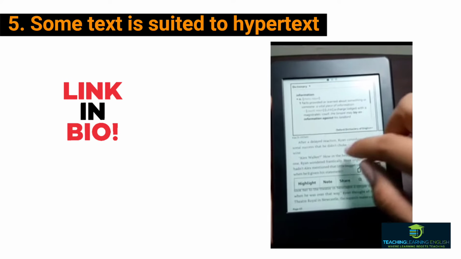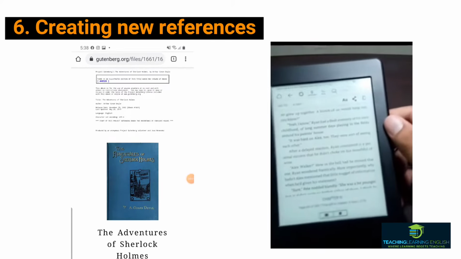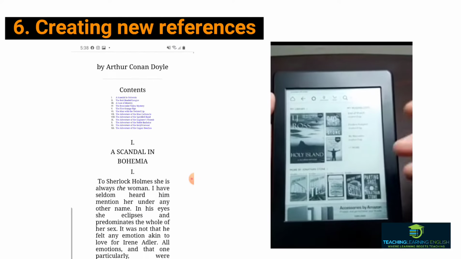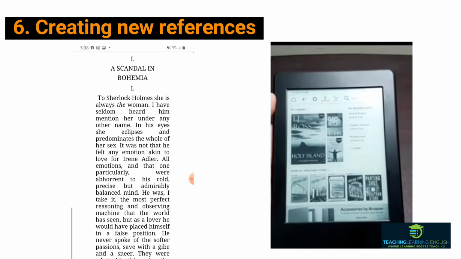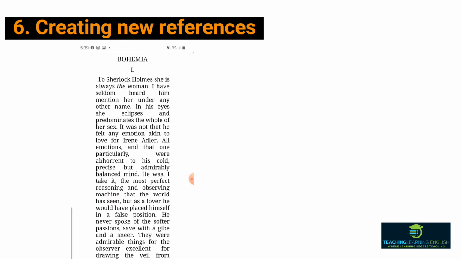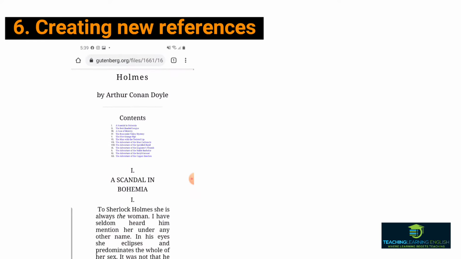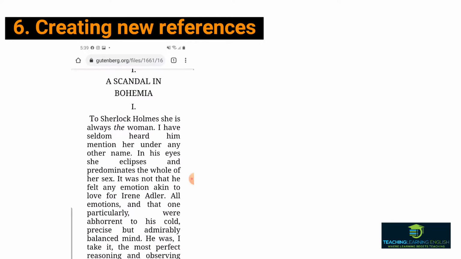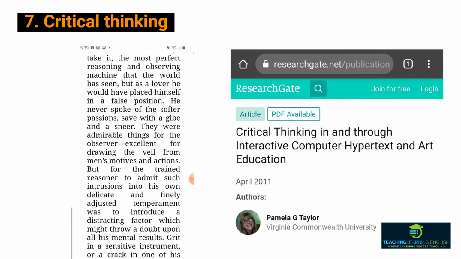The sixth one is creating new references. In many hypertext environments, learners can contribute their own work to be published in cyberspace and can easily link to existing documentation. And users have the ability to share in the authorship of documents as well as to create their own references. And the seventh is critical thinking.